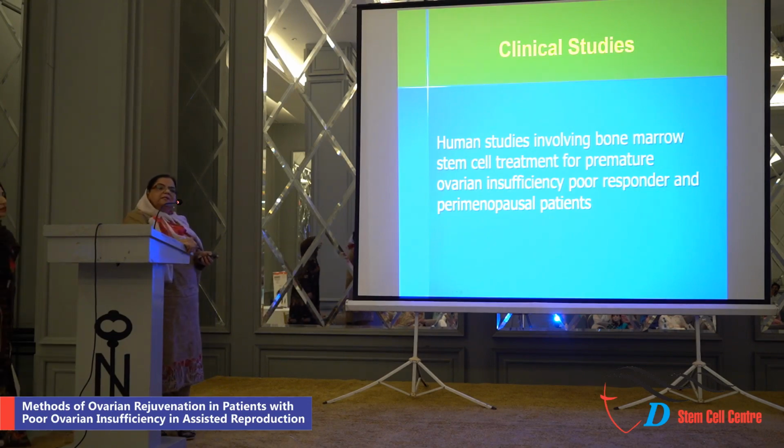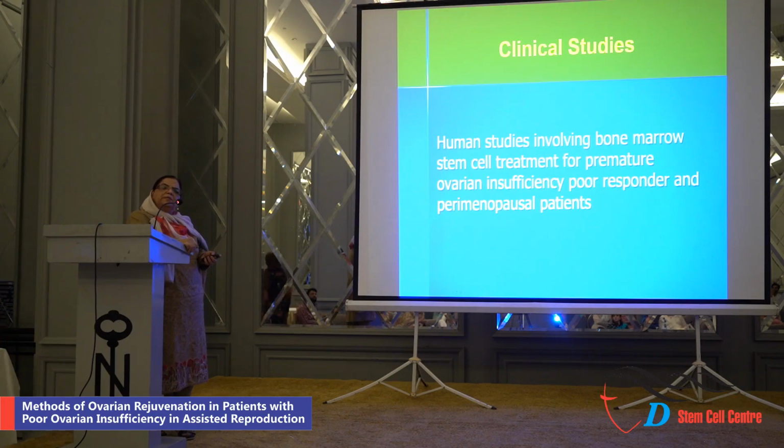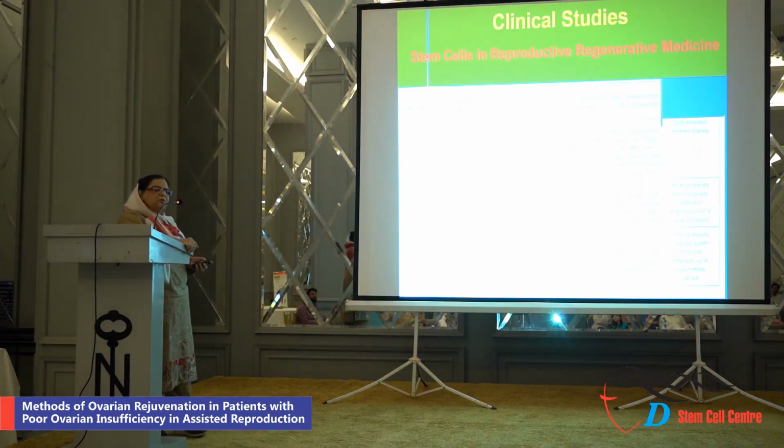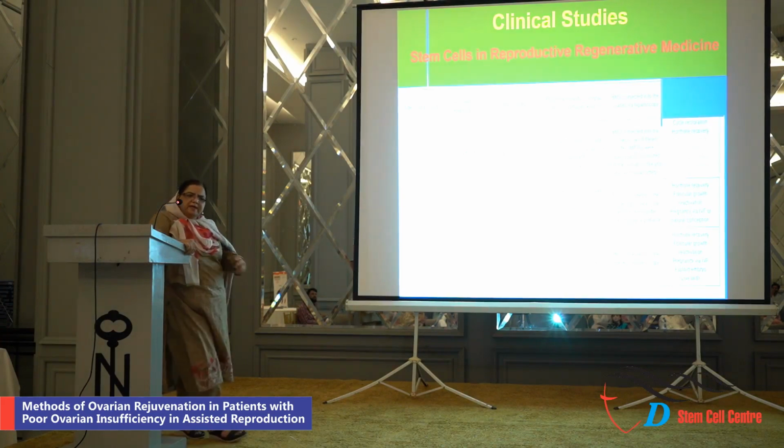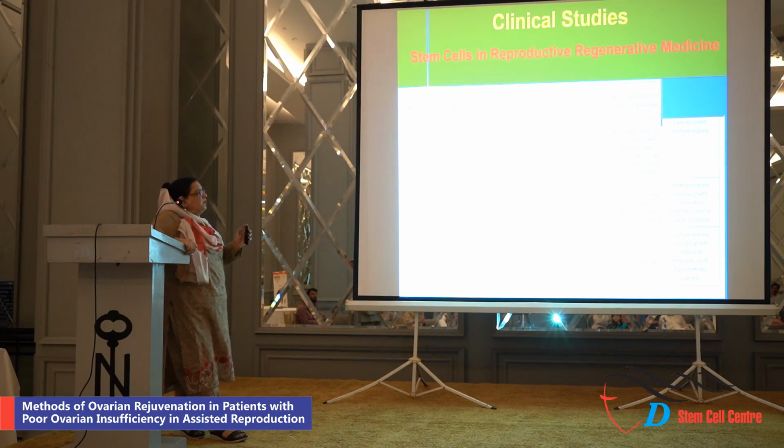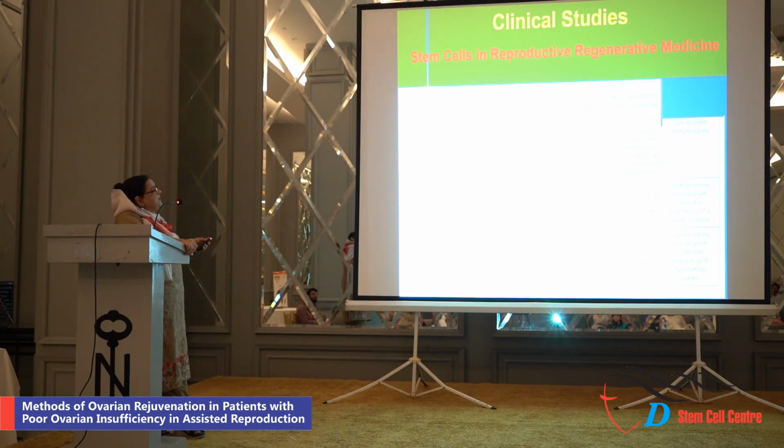So in the clinical studies in humans, they got mesenchymal stem cells from the bone marrow and injected them directly into the ovaries, either laparoscopically or via transvaginal ultrasound. Most of the studies I have over here, this first study, was on idiopathic premature ovarian failure, with bone marrow aspiration directly injected laparoscopically into the ovaries.